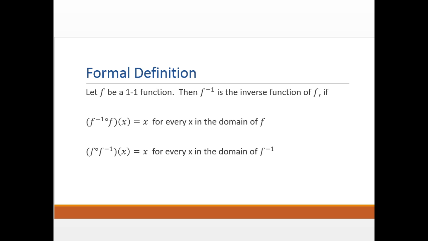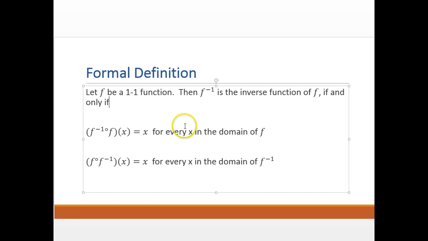A formal definition of an inverse function, to prove something is an inverse: let f be a one-to-one function. Then f inverse is the inverse function of f if and only if f inverse composed with f of x equals x for every x in the domain of f, and f of f inverse of x equals x for every x in the domain of f inverse. This sounds like a lot, but it's fairly simple to do.